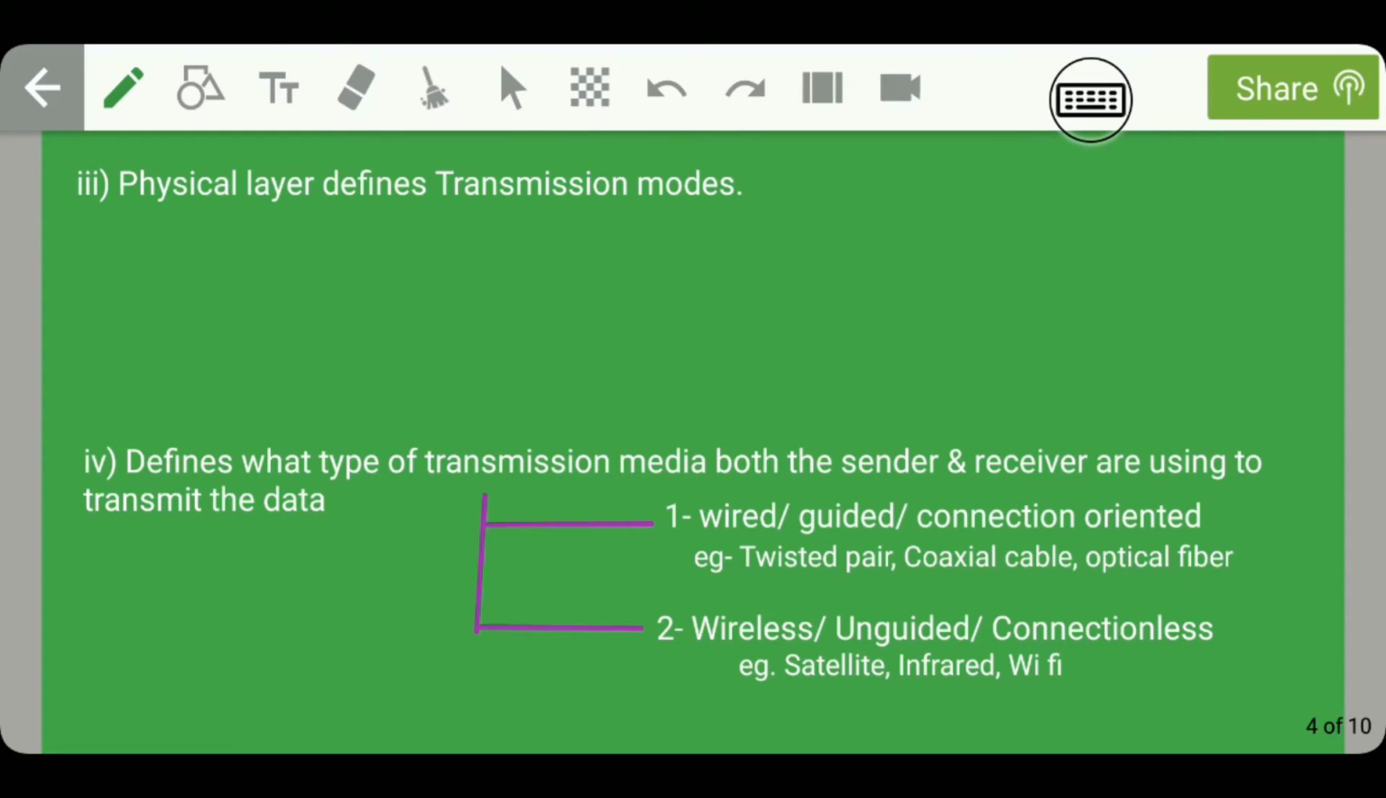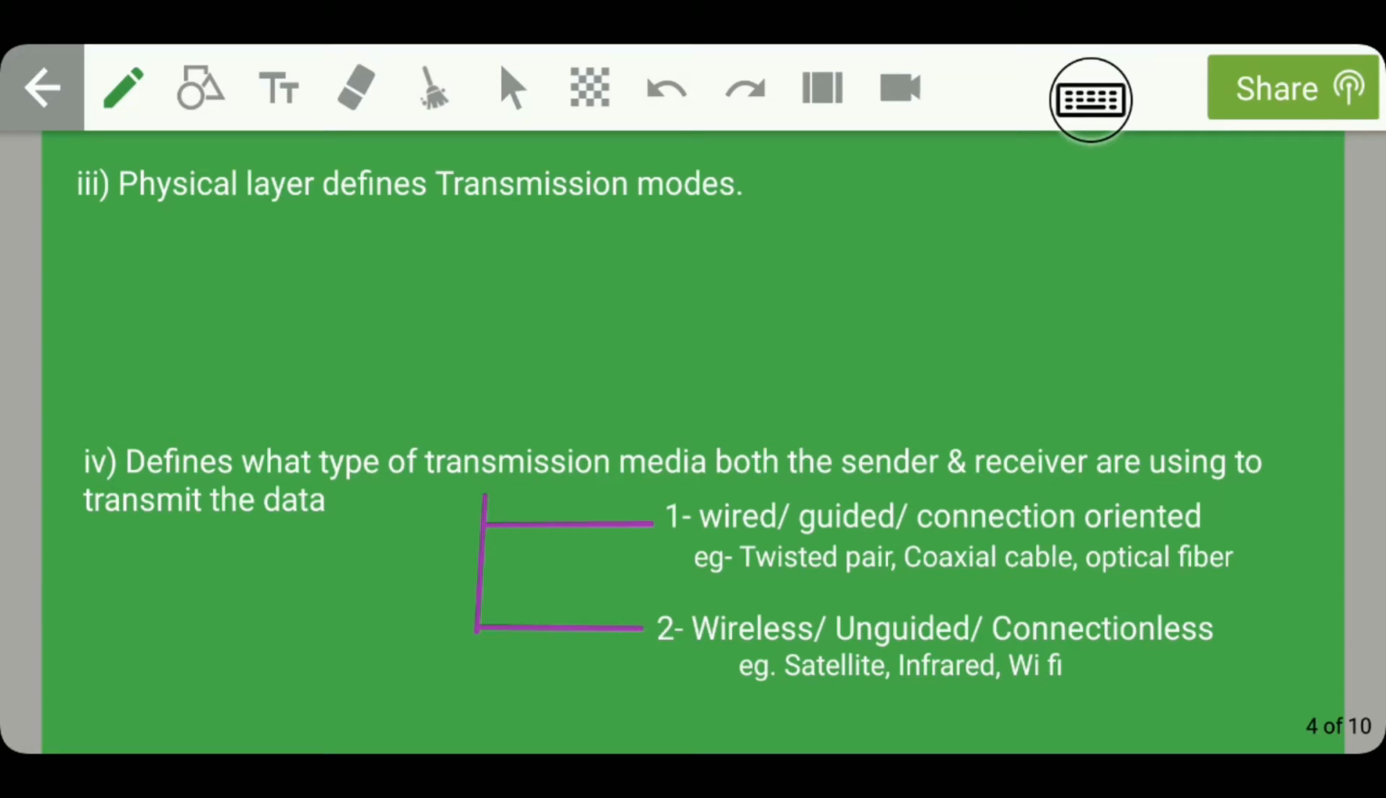Guys, moving on, the third functionality of the physical layer is that it defines transmission modes. As we have already discussed, transmission modes determine how the sender and receiver are communicating in a channel. We have discussed that there are mainly three types of transmission modes, that is simplex, half duplex and full duplex transmission mode. The physical layer can define whether the sender and receiver are communicating in simplex mode, half duplex mode or full duplex mode. So what is simplex transmission mode?